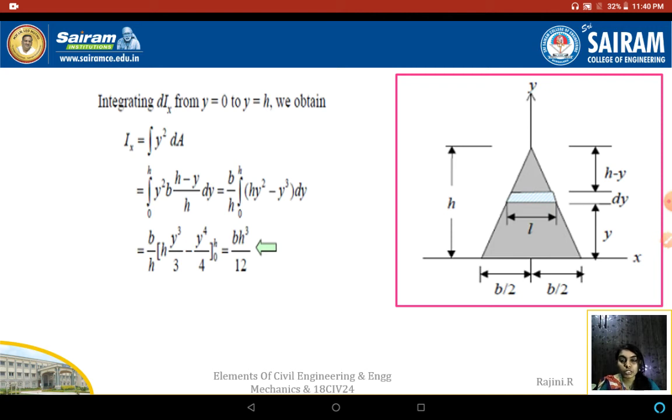If you substitute this, b by h will be common, so the integration from 0 to h of h y square minus y cube into dy. If you take b by h outside, this will be h into y cube divided by 3 minus y to the power of 4 divided by 4, with limits 0 to h. After substituting the lower limit and upper limit, you will get bh cube by 12.